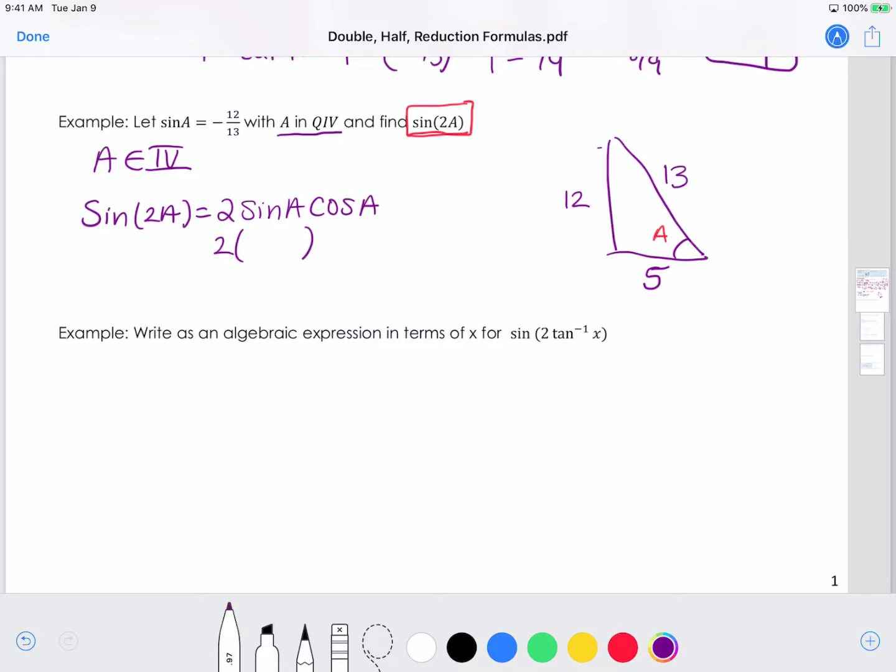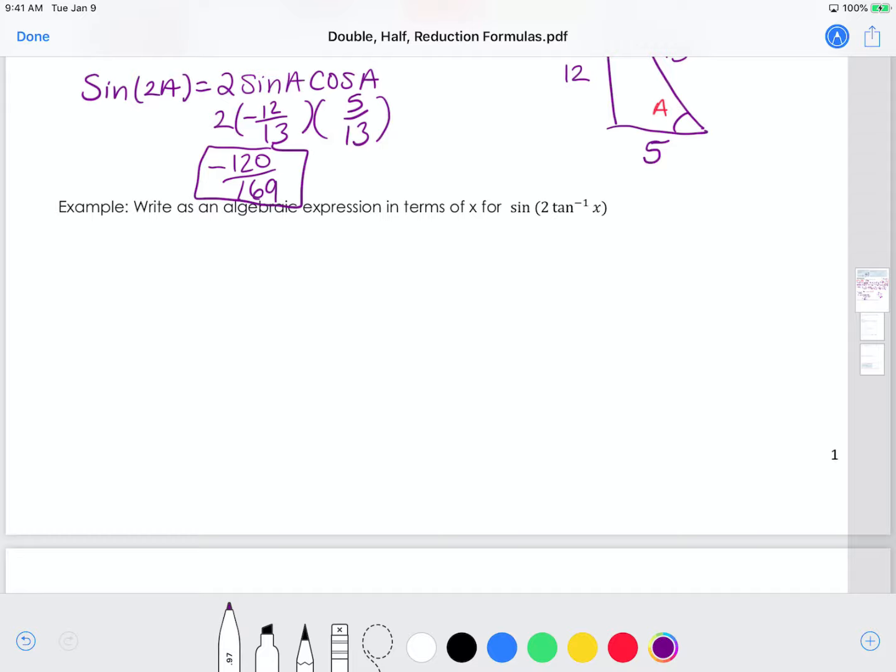Now they've given us sine A, that's negative 12 over 13. But if that's not given to us and we have to find it from the triangle, we have to remember to stick the negative in front of it because we're in quadrant 4. Cosine of A is going to be adjacent over hypotenuse, and that's going to be positive because cosine is positive in the 4th quadrant. And when I multiply that, I get negative 120 over 169. And that doesn't reduce, so this is my final answer.